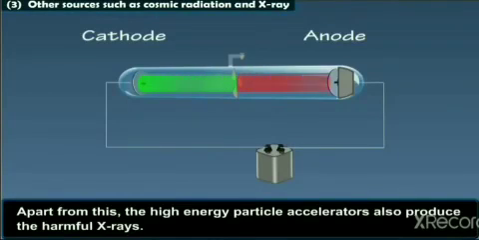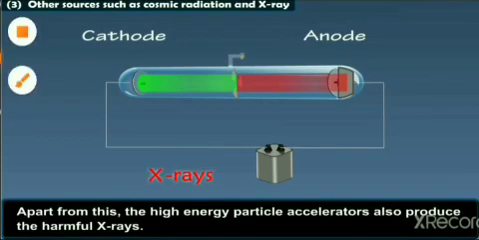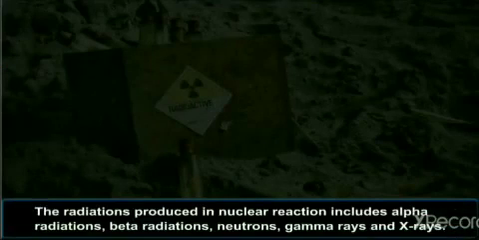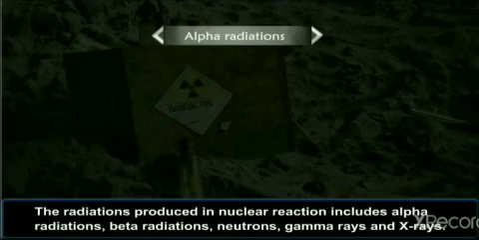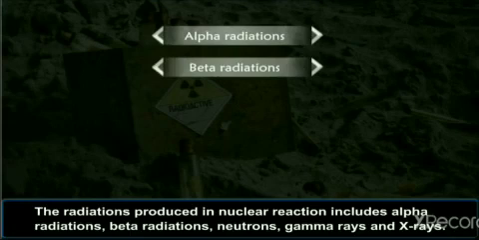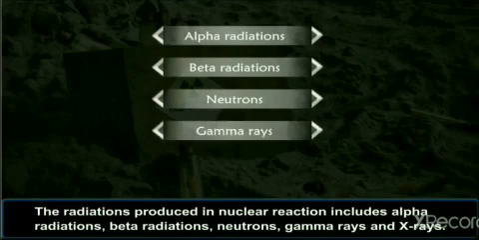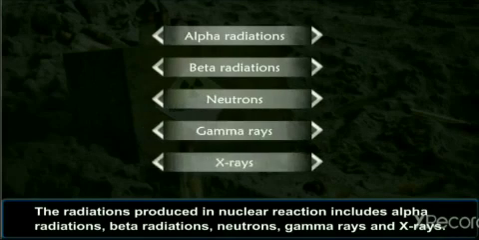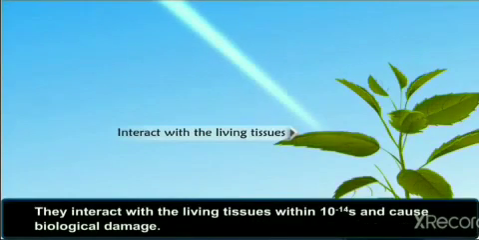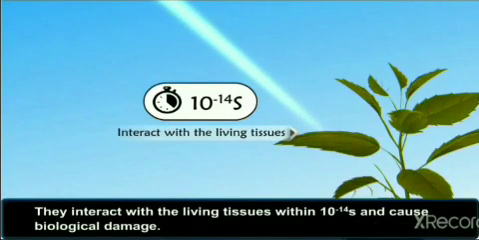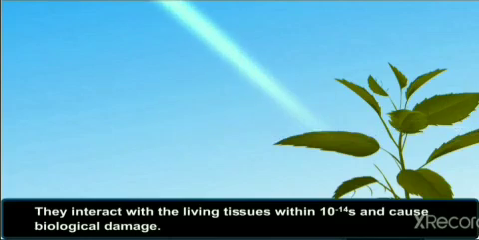Apart from this, the high-energy particle accelerators also produce harmful X-rays. Harmful effects of radiation. The radiations produced in nuclear reactions include alpha radiations, beta radiations, neutrons, gamma radiations, and X-rays. They interact with living tissues within 10^-14 seconds and cause biological damage.